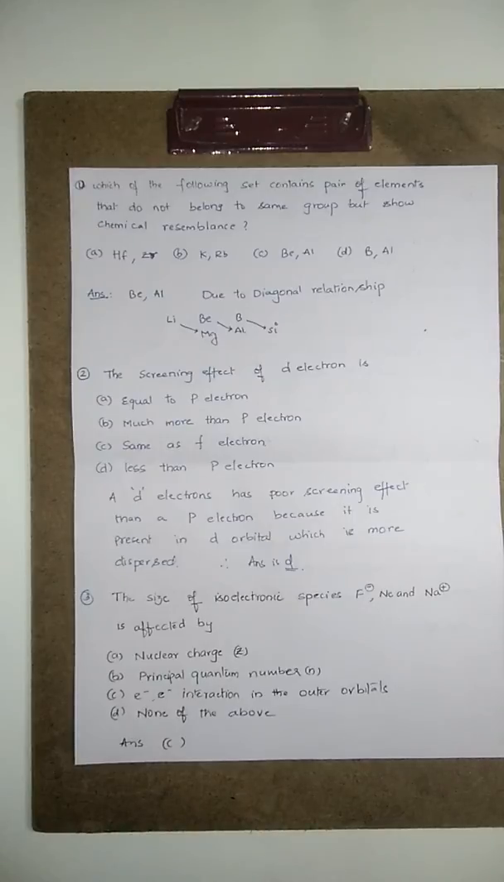Let's proceed ahead to the next question. The size of the isoelectronic species F minus, Ne and Na plus is affected by. You have the options: nuclear charge, principal quantum number, electron-electron interactions in the outer orbital, none of the above. So let's go by the options. Nuclear charge, it would have been better if it were effective nuclear charge, so I'm not choosing that. Principal quantum number is n. It doesn't affect anything related to size unless a new shell has been added. Here all of them are present in the same shell. So it is definitely decided based on the interactions of the electrons present in the outer orbital. So the answer would be C.